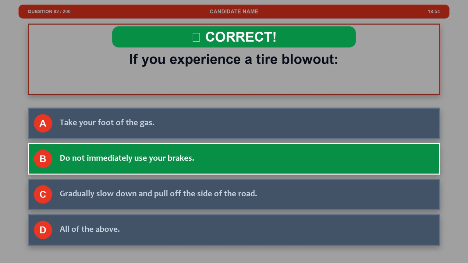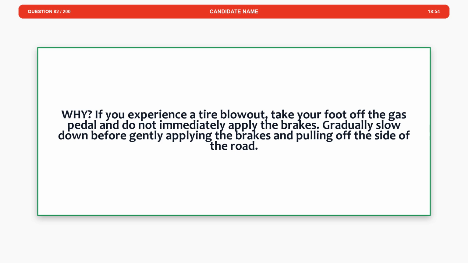The correct answer is option B, do not immediately use your brakes. Explanation: if you experience a tire blowout, take your foot off the gas pedal and do not immediately apply the brakes. Gradually slow down before gently applying the brakes and pulling off the side of the road.